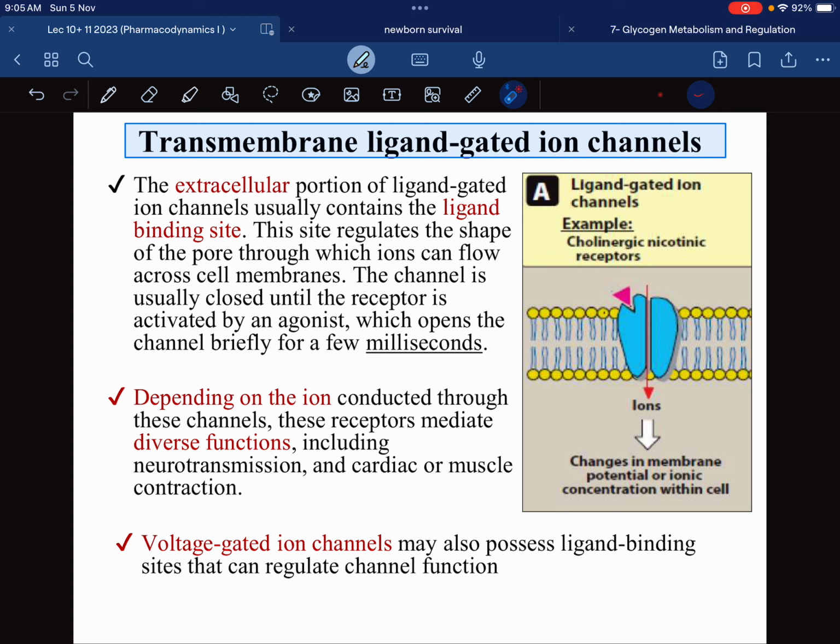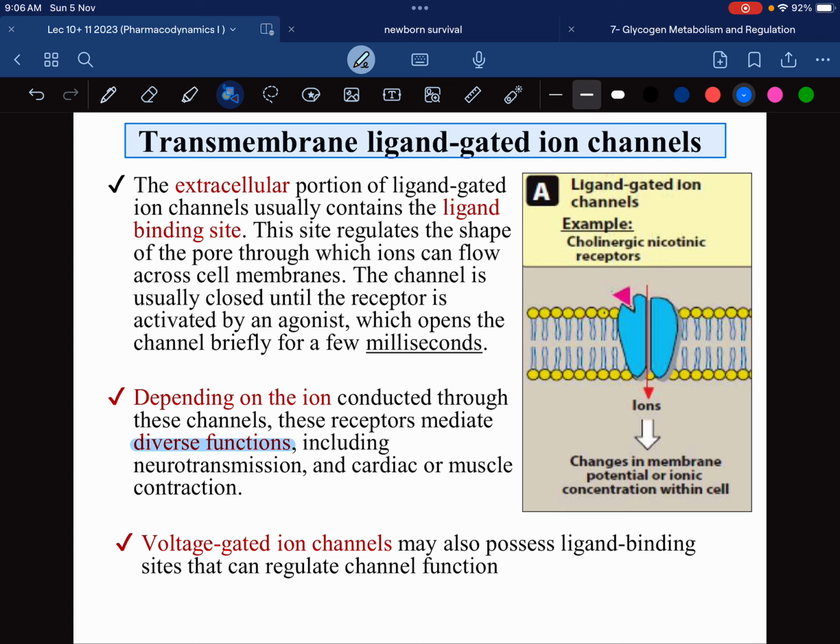Because acetylcholine is a parasympathetic neurotransmitter, it is responsible for many responses. So the activity of this compound is working all the time, so it needs only a few milliseconds to happen, because it affects the heart and the vital organs, and all over the body is controlled by the parasympathetic system. Acetylcholine, for example, will bind to its binding site and open the ion channel. According to what ion is entering the cell, the biological activity will be determined. Depending on the ion conducted through these channels, these receptors mediate diverse functions.